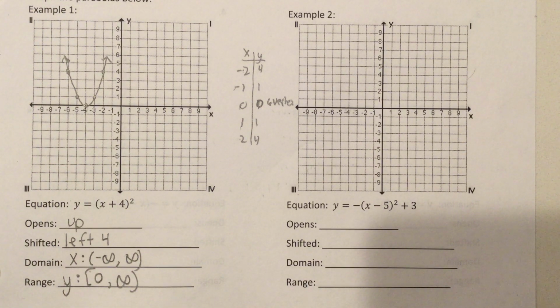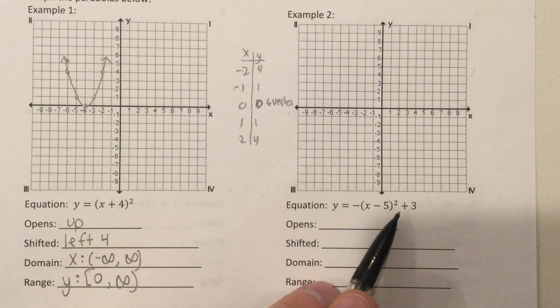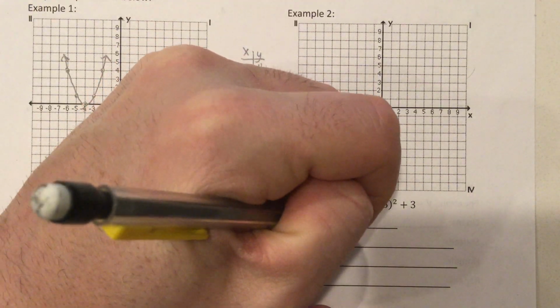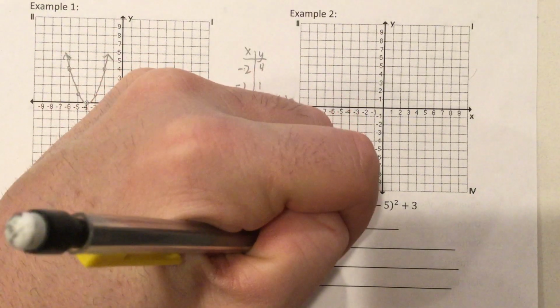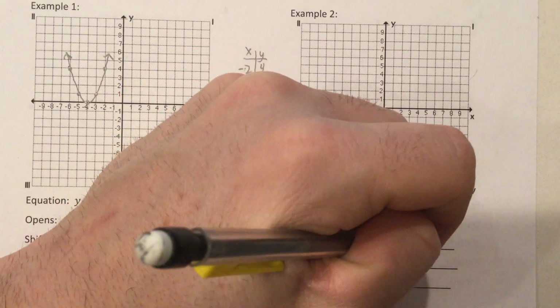All right, another example. Here's our equation y equals -x minus 5 quantity squared plus 3. So this is going to open down, and it's going to be shifted to the right 5 and up 3.